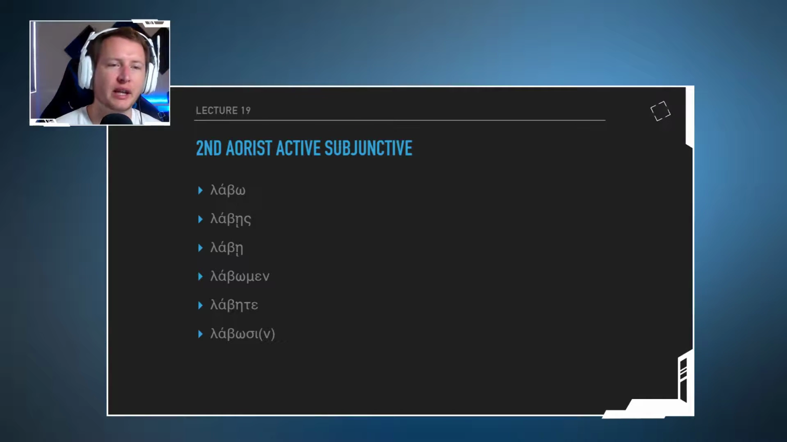Now, when you're dealing with second aorist, it's a dead giveaway because you're dealing with a completely different stem. So lambano, the aorist tense stem is lab. There's no me. So labo, labes, labe, labomen, labete, labosin. There's no augment because there's no time. So you know you're dealing with some sort of aorist here. And then you see the lengthened connecting vowel, and you're like, oh, that's subjunctive. Easy.